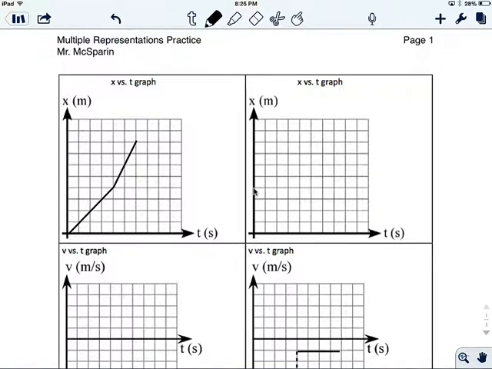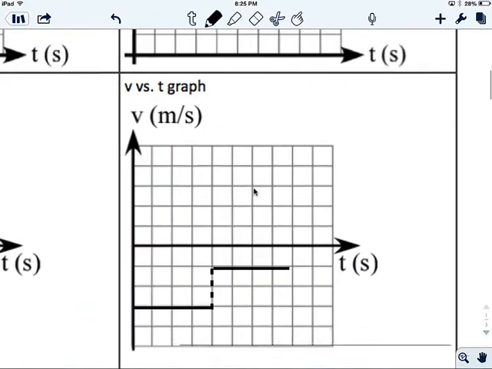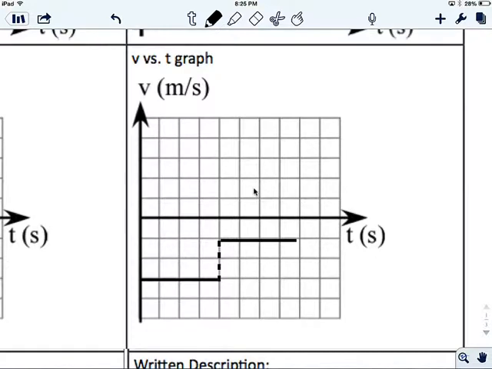Okay, guys, I'm going to work on number two now. So for number two, we can see that it gives us a velocity versus time graph, but it doesn't give us any of the other things. So let's start off first. Let's think about what this velocity versus time graph means.